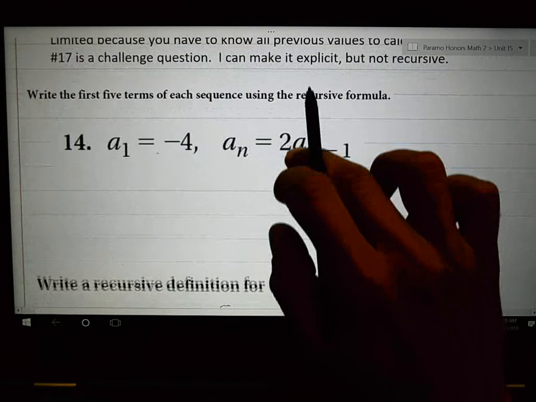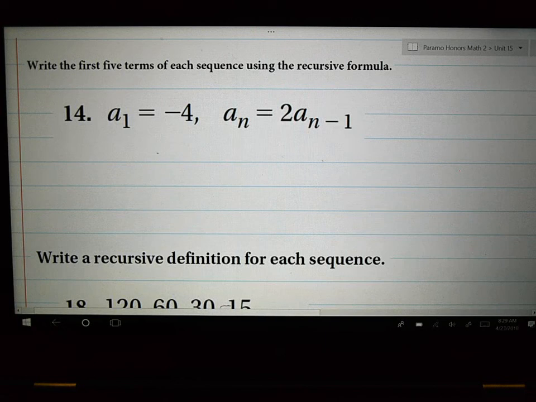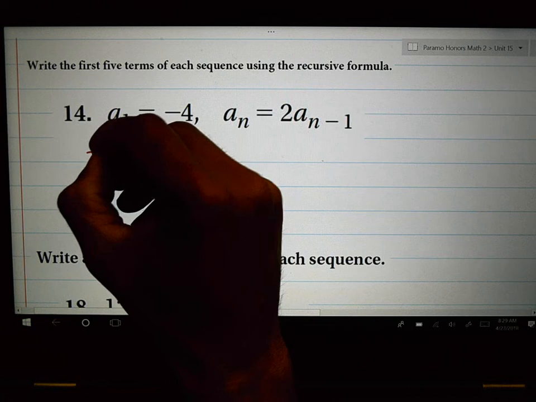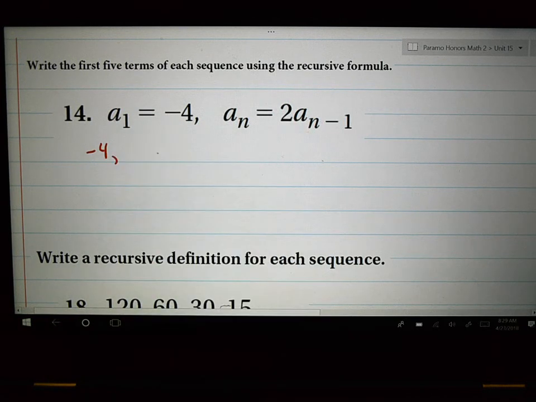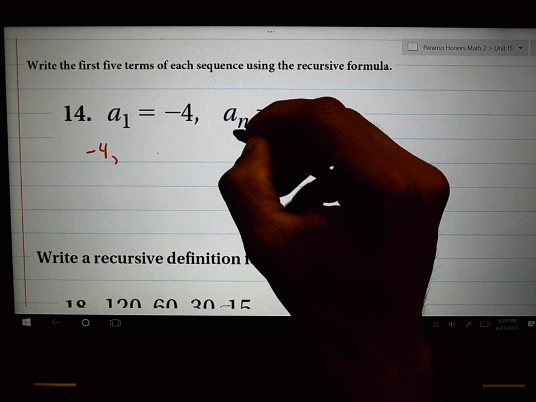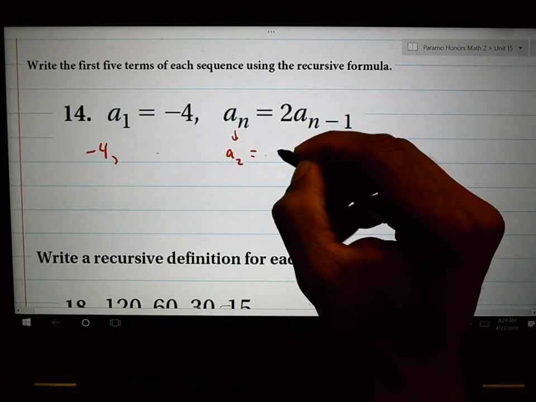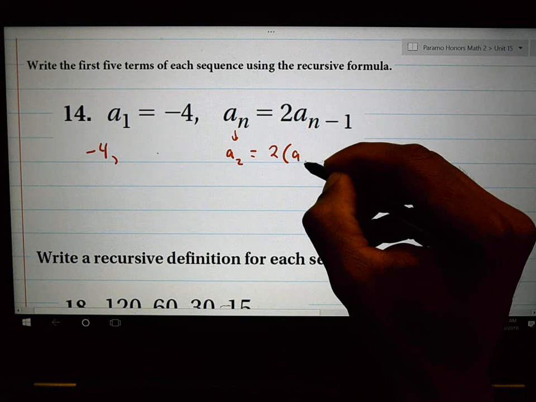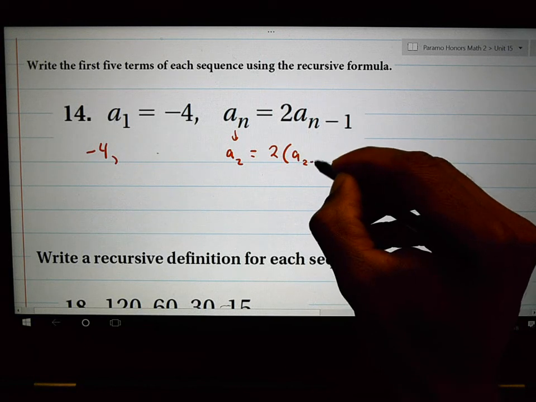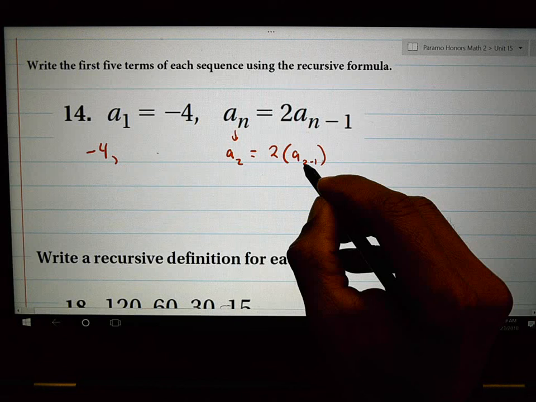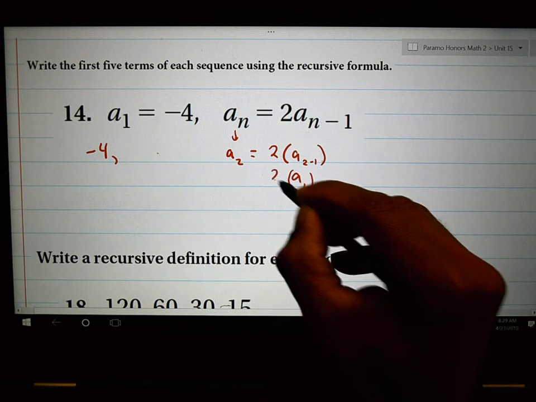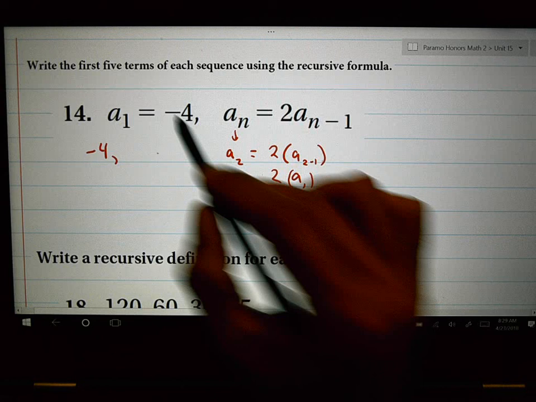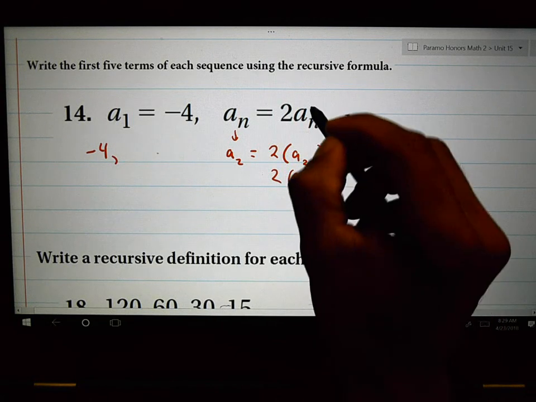All right. Number 14. Write the first 5 terms of each sequence using the recursive formula. Guess what the first term is? The first term is -4. That's what A of 1 is. Now to find what the second term is, let's just go and pretend that we're finding the second term. What we do is we're going to use the second term. Well, what is A of 2 minus 1? It means A of 1. So whatever A of 1 is, we plug in for this piece.